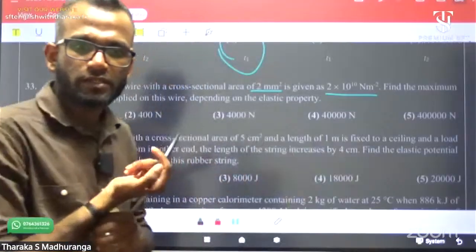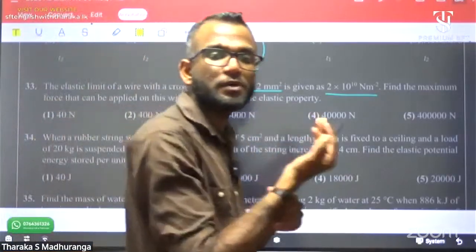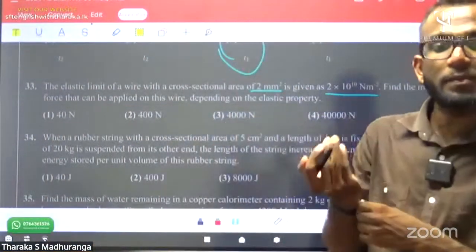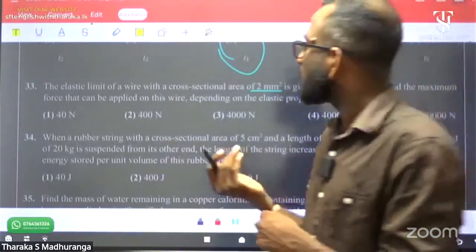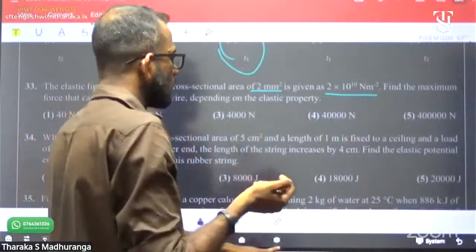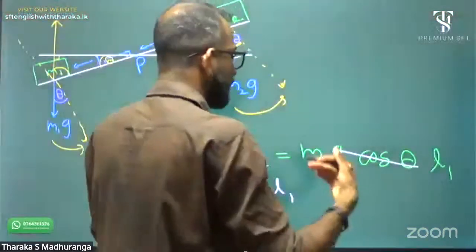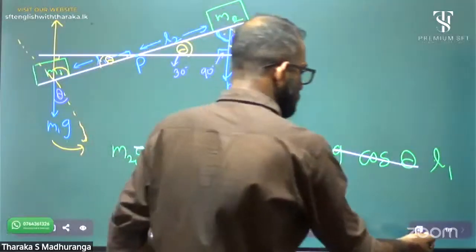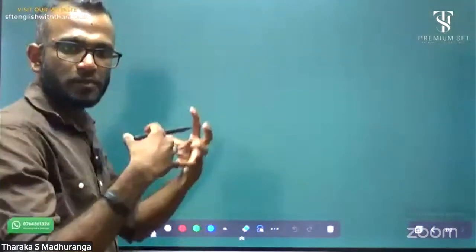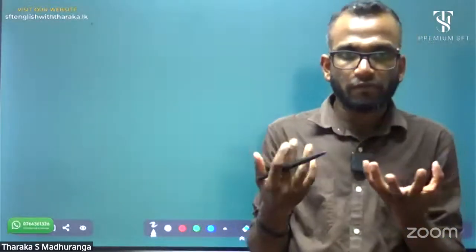Then what is the equation? The elastic limit, the maximum limit, is given. Elastic limit means maximum stress, right? The elastic limit means the maximum stress of the wire with elastic properties. Elastic properties mean that when it is deformed, it returns to the original position.